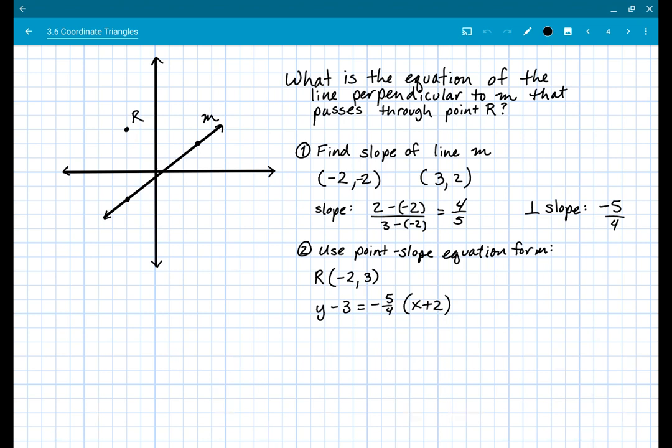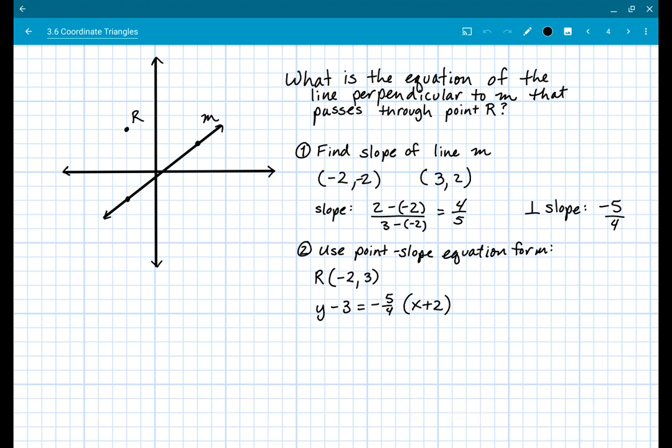First, we want to find the slope of line M. So I've marked 2 points that were pretty obvious on the line, (-2, -2) and (3, 2). Calculating the slope, we get +4/5, which means the perpendicular slope, or the opposite reciprocal, is going to be -5/4.